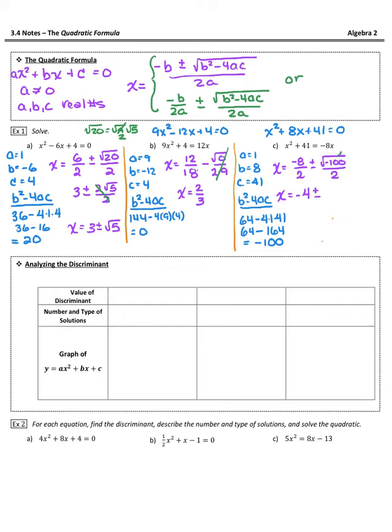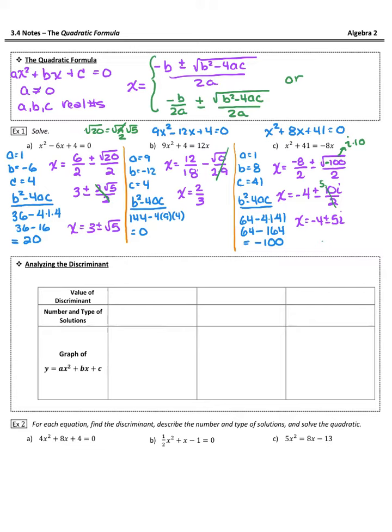Now this negative 100, remember when you have a negative under the radical, the negative part comes out as i, and the square root of 100 is 10. So this will become 10i divided by 2. So our final answer is negative 4 plus or minus 5i, since we can reduce 10 over 2 to 5. All right, and then when your discriminant is negative, notice you had a complex root. So that's to illustrate how the discriminant works.